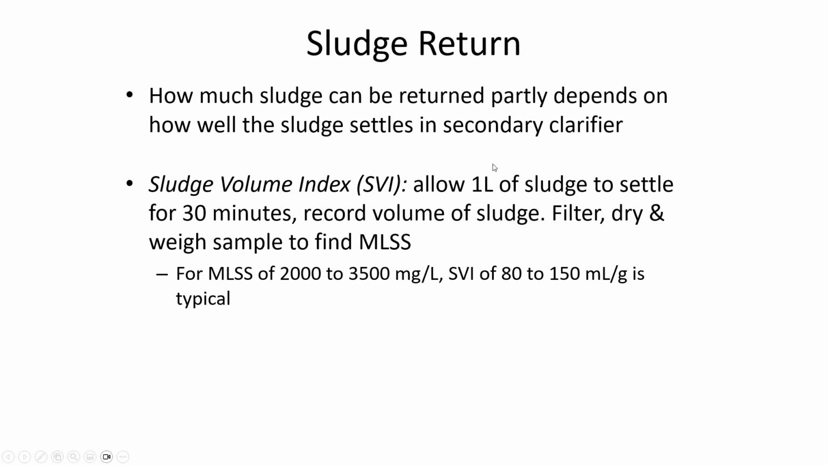And so then after you found out what volume of it is sludge after 30 minutes, then you'd filter out all of the solids and you'd dry them and you'd find out what was the mass of the solids. And so a sludge volume index of between 80 and 150 is typical for mixed liquor volatile suspended solids of 2,000 to 3,500. So this is just how quickly it settles and how well the sludge compacts is assessed by the sludge volume index.